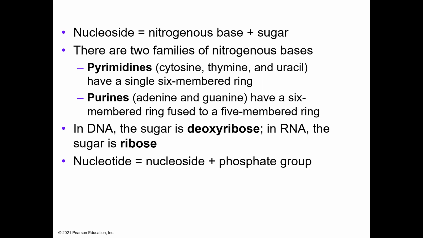There are two families of nitrogenous bases, the pyrimidines and the purines. The pyrimidines have a single six-carbon ring structure. Cytosine, thymine, and uracil are examples of pyrimidines. Purines, such as adenine and guanine, have a six-member ring fused to a five-member ring. I'm going to show you that in the image in a second. In DNA, the sugar that is used is called deoxyribose. In RNA, the sugar is ribose.